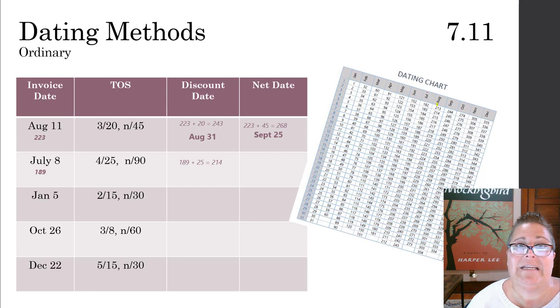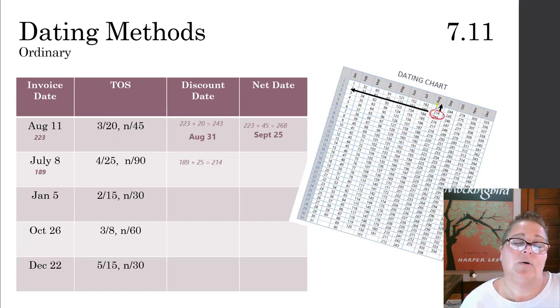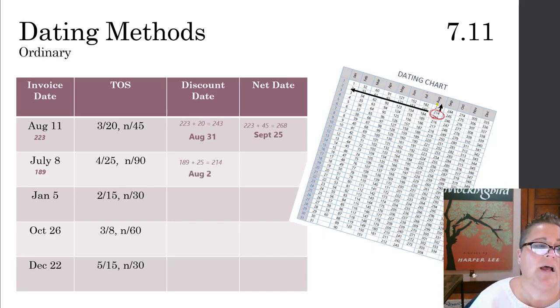So I do 189 plus 25. That's 214. On my table, I look up day 214 and I go up the column to find August and across the row to find second. So I know this is August 2nd.